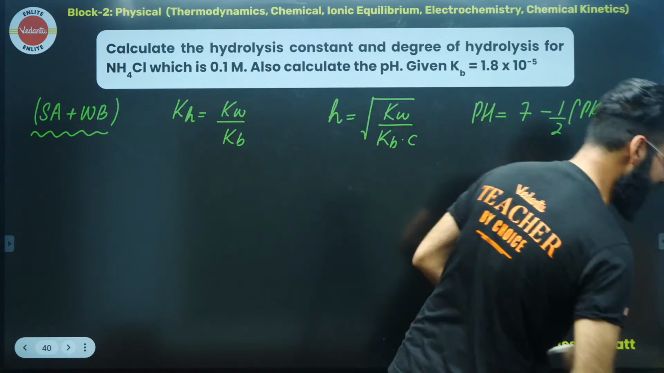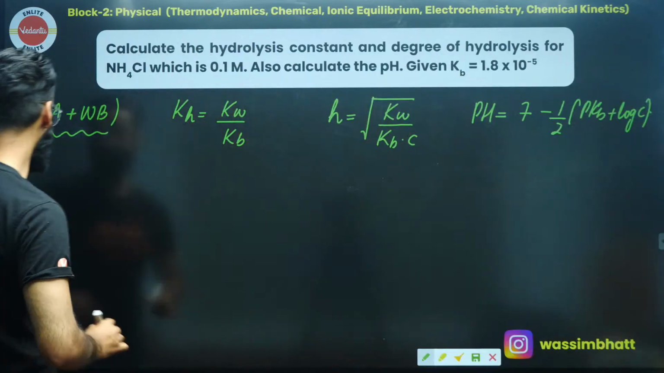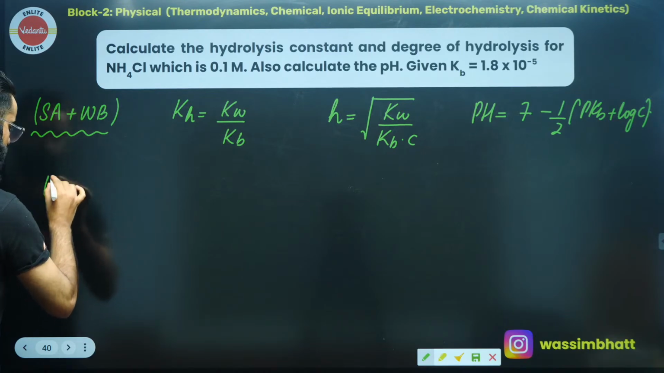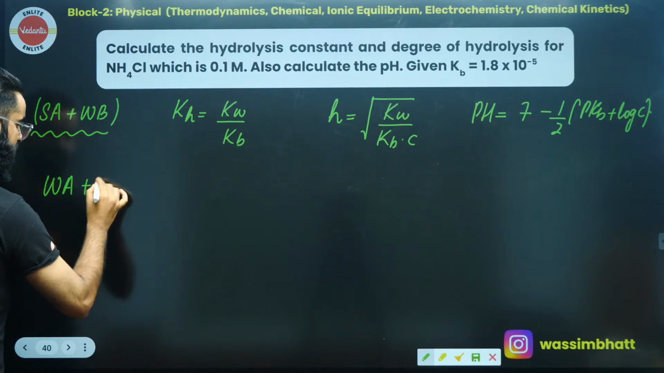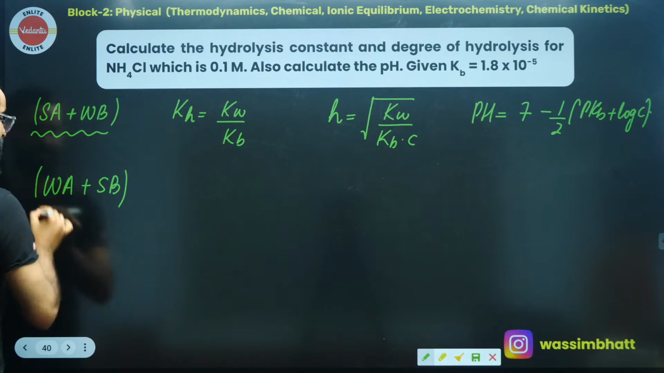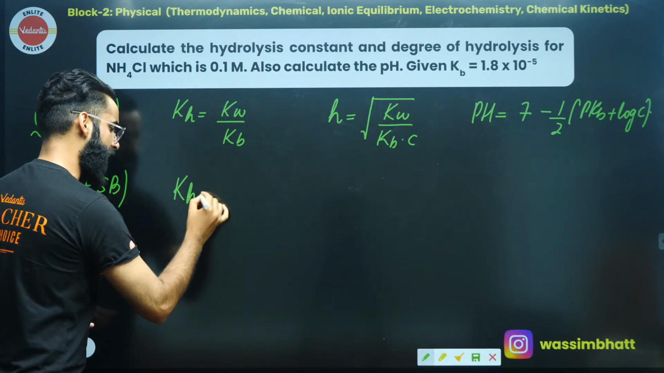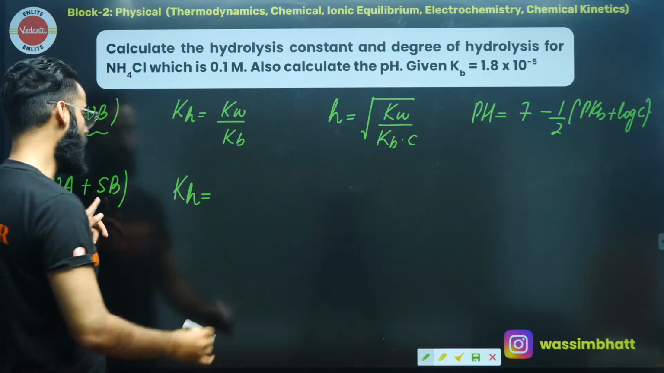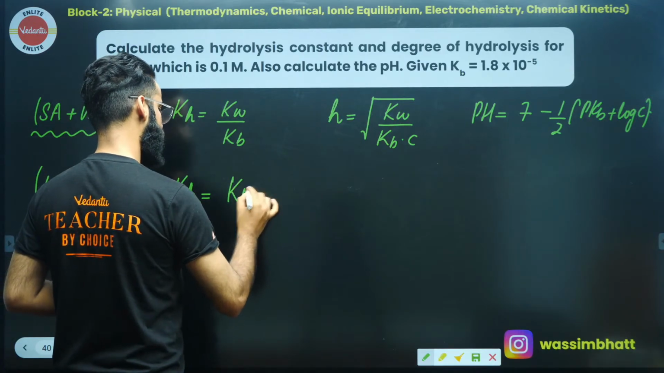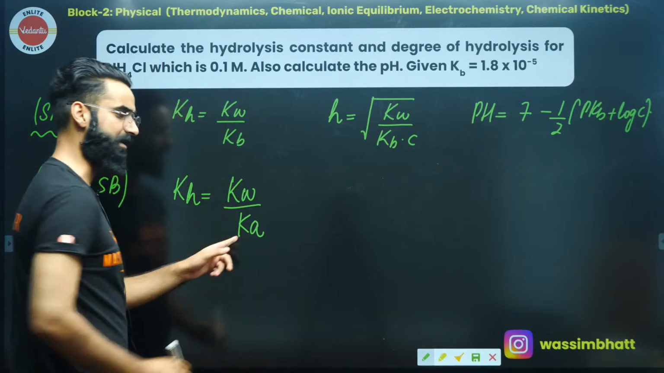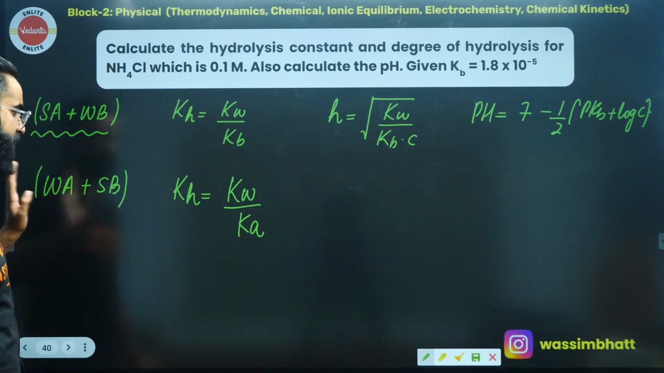In a similar way, my dear people, whenever you see a salt of a weak acid and a strong base, if the salt undergoes hydrolysis, how do we calculate the hydrolysis constant KH? It is going to be Kw divided by Ka, where Ka is the ionization constant or dissociation constant of the weak acid, right?